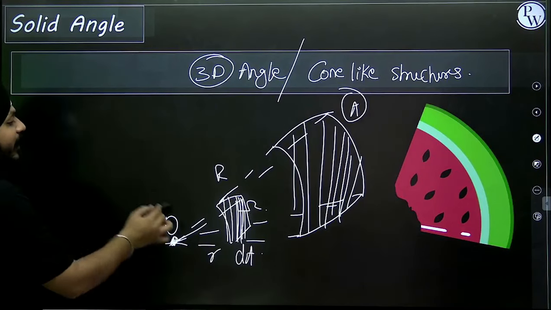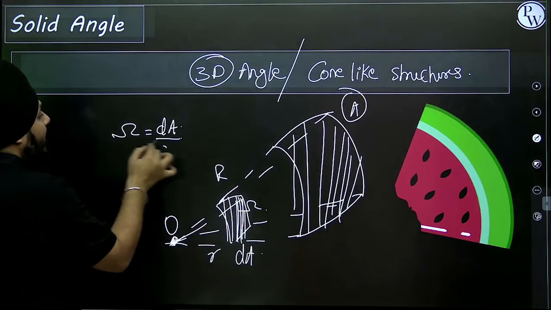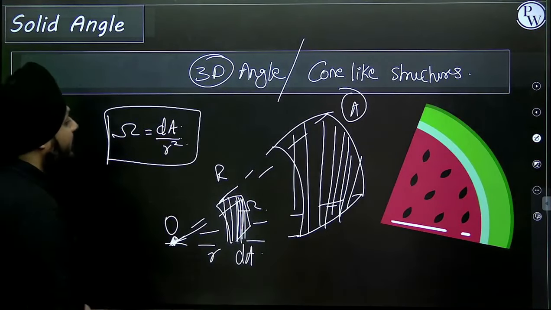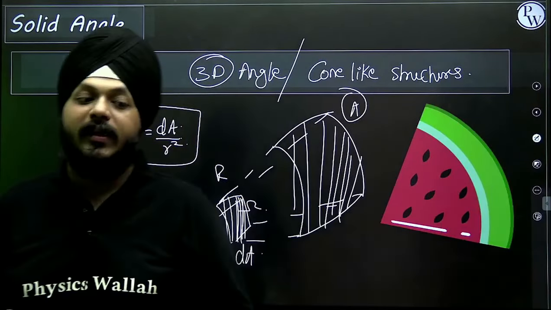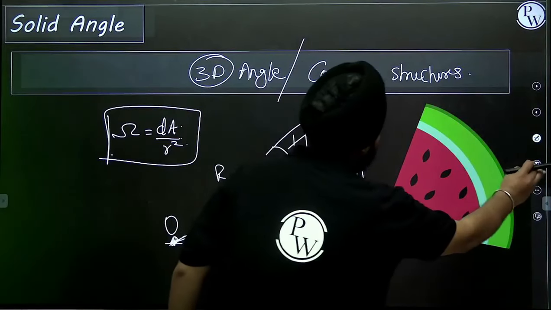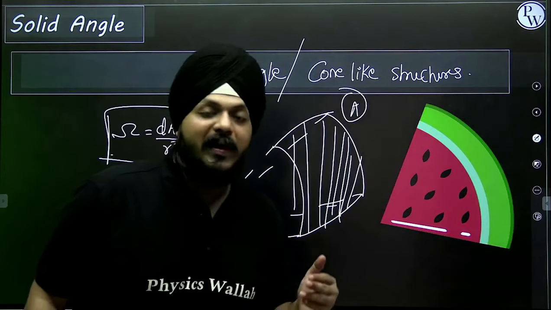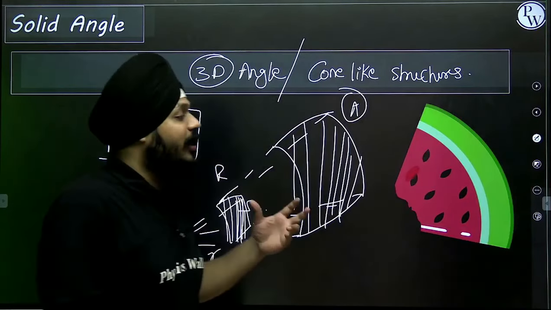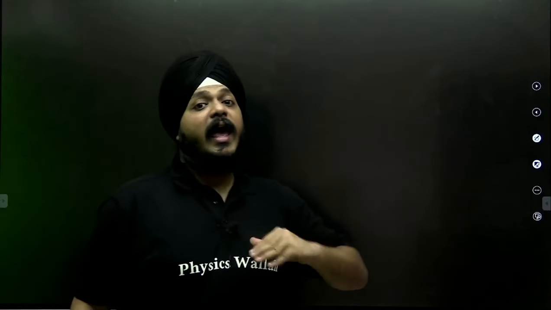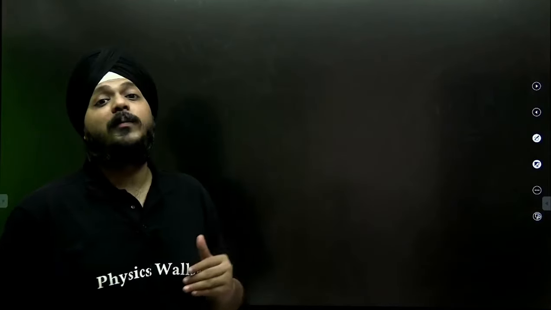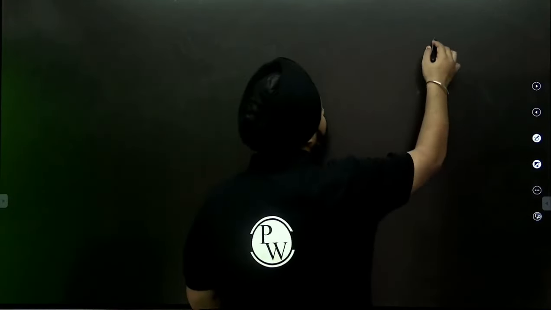And this is R. So the solid angle is defined as dA by R square. It is a kind of 3D angle that has been formed in conical structures. The most important note regarding this is that there is one relation between the plane angle, or in another sense the semi-vertex angle, and the solid angle formed in cones. Now, what is that relation?